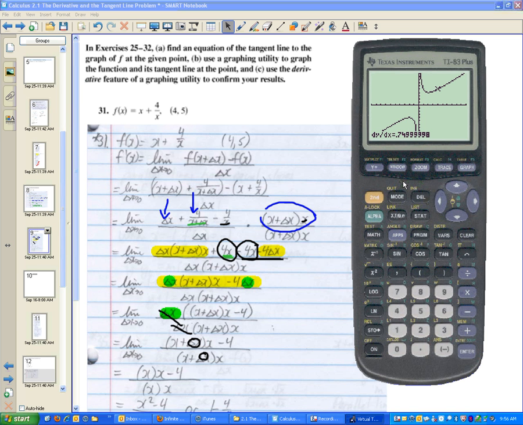So that's how you use your calc. That's something the AP test requires you to be able to do, which is to find the numerical derivative of a function at a given x coordinate on your calculator. And that's what we just did. We found the numerical derivative of that function at the point where x equals 4. Okay? The derivative is the slope.